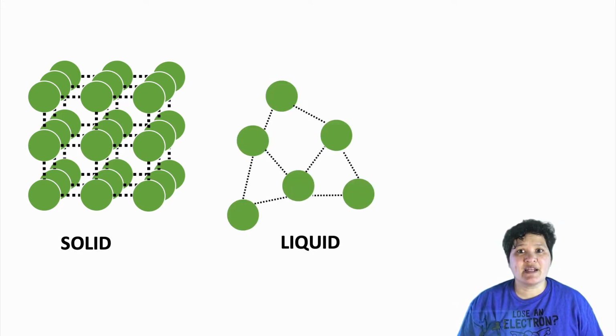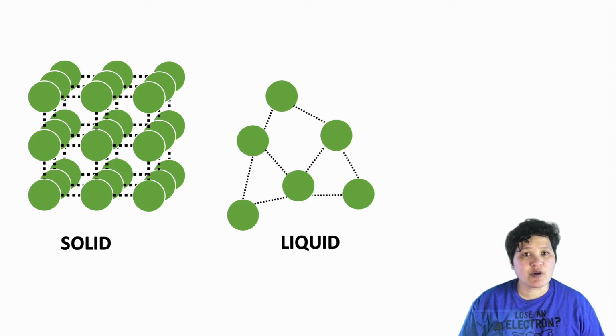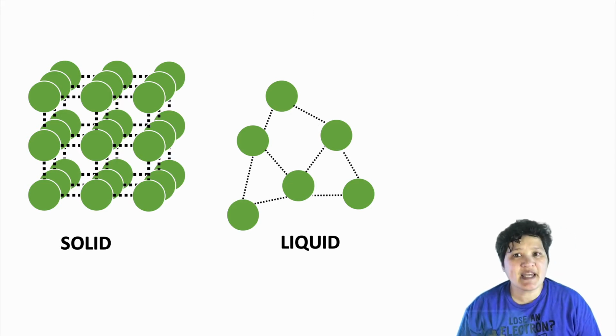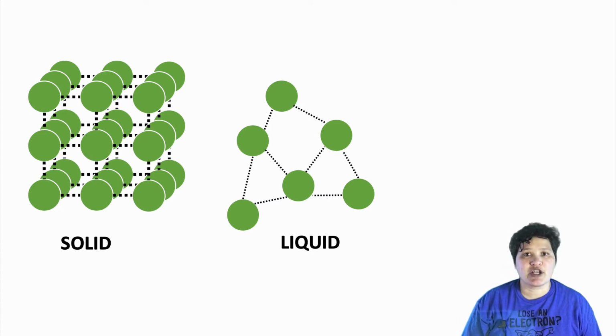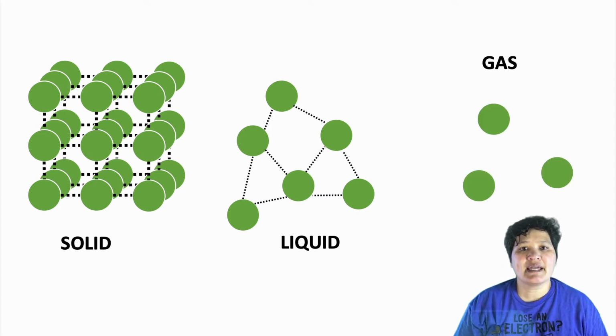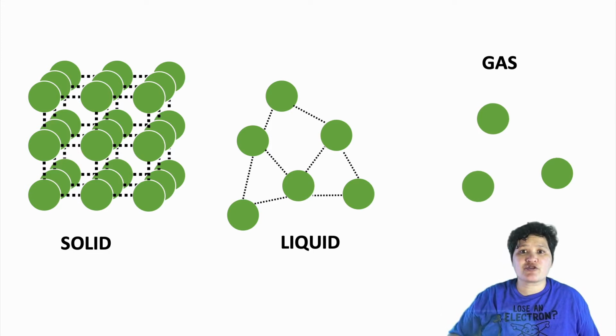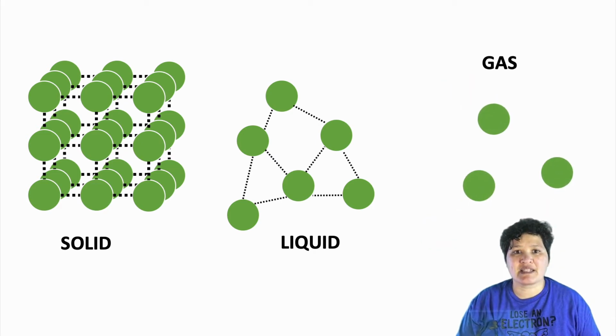A liquid is made up of molecules that are held together by fewer or weaker forces. So there's enough pull between the molecules to keep them together, but not so much that they hold their shape. In a gas, there are no forces holding the molecules together, so not only do they not keep their shape, they can expand or contract to fill more or less space.